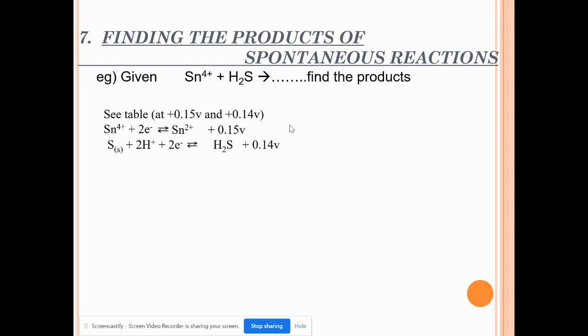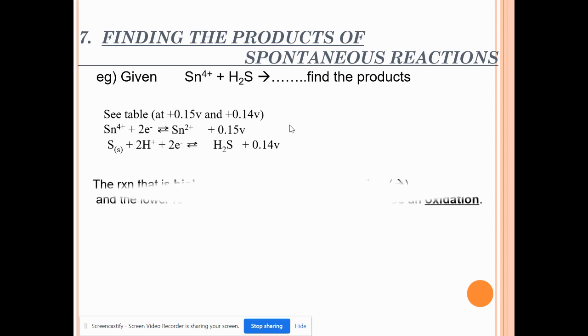If we look at it, our Sn4+ plus 2 electrons goes to Sn2+. So Sn2+ is going to be one of our products. And our other one, the oxidation reaction, H2S is going to go to 2 electrons, 2H+ and an S. So that H+ and the S, the solid sulfur, are going to be our products as well.